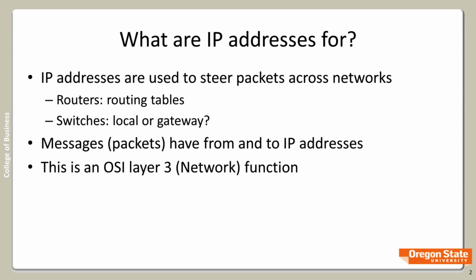IP addresses allow routers and switches to steer packets as they move around and between networks. When a router receives a packet, it checks its routing table to see where to send it. When a switch receives a packet, it checks its list of connected devices first. If it doesn't find the recipient there, it sends the packet to a gateway address for routing. Messages, that is packets, include both from and to IP addresses. This is an OSI Layer 3 network function.